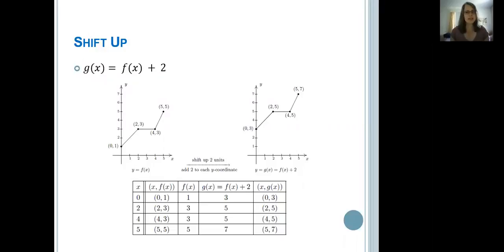We can do this with any graph. We do not have to know the equation of the graph. So we're going to work with this. It's a piecewise defined function, but we aren't going to worry about how it's defined.